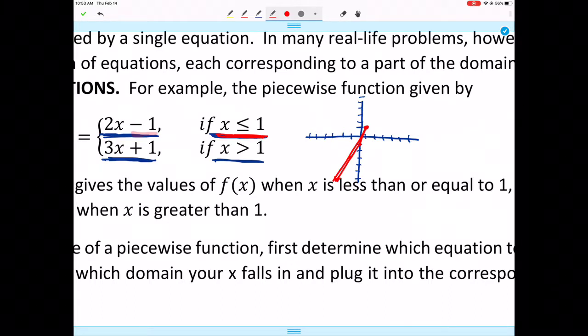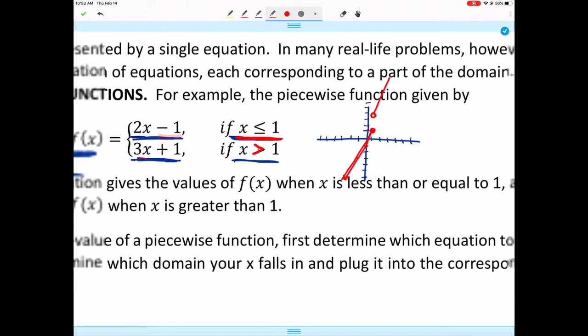The other equation is 3x plus 1. So our y-intercept would be 1, and the rise over run would be up 3 over 1, and you do it over and over again. This is a steeper equation, but it only applies when x is greater than 1. Since it's only greater than, not equal to, it wouldn't include that point. So sometimes we would write it as an open point, whereas this one is a closed point. We'll talk more about that. I just want to get you an idea of what we're going to be doing.